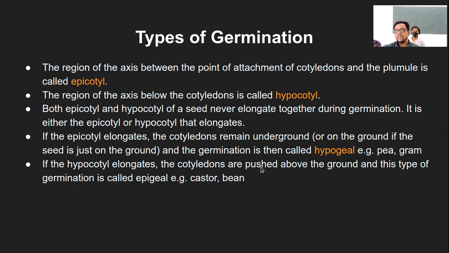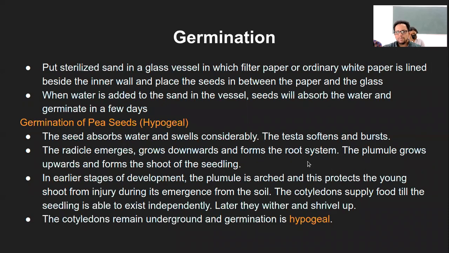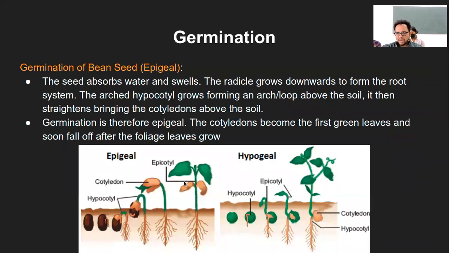And the second type is epigeal germination. In this, the cotyledons will come out and be pushed above the ground. Epi means above, geo means again earth, so above the earth's surface or above the soil. That is what is epigeal. So these are the two simpler types of germination. Let me show you these diagrams where it will be more clear.